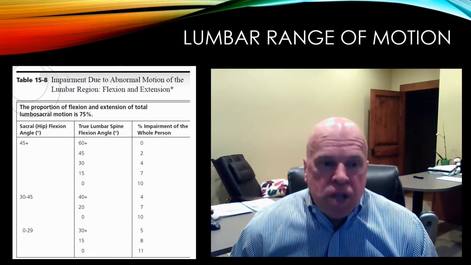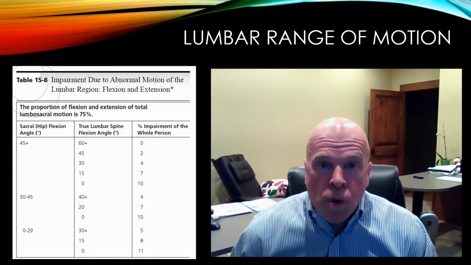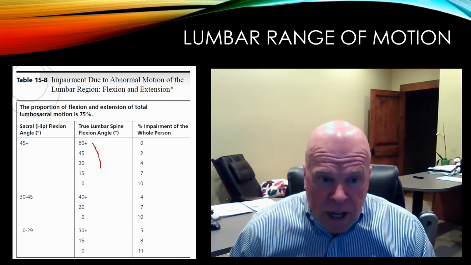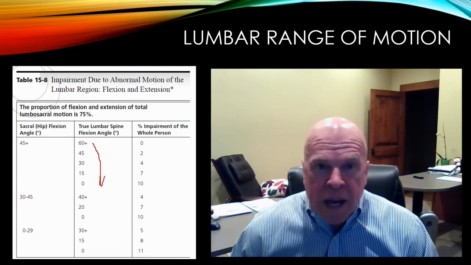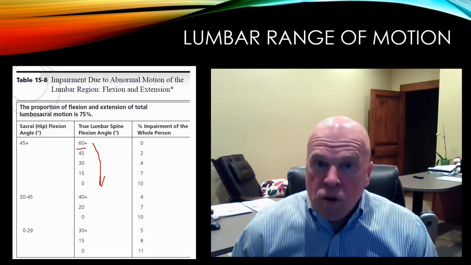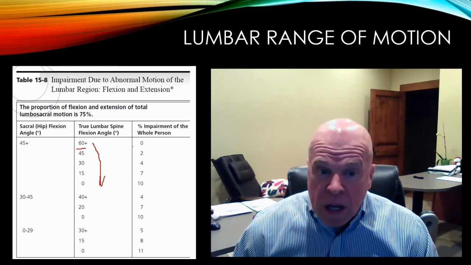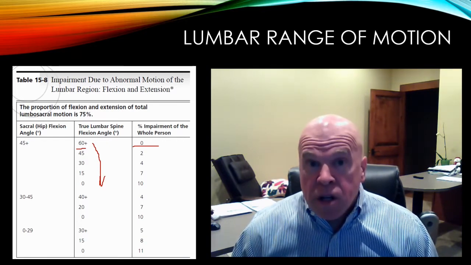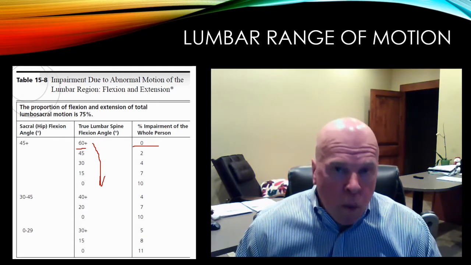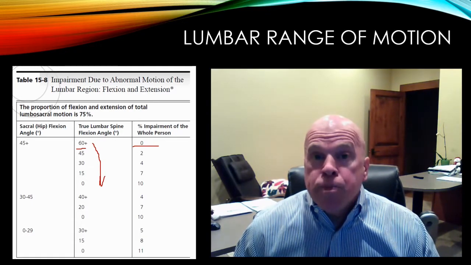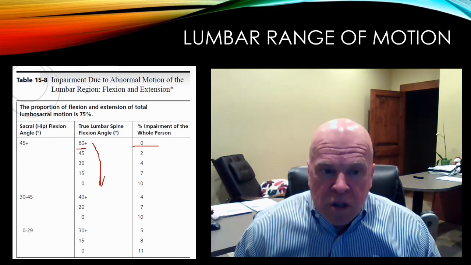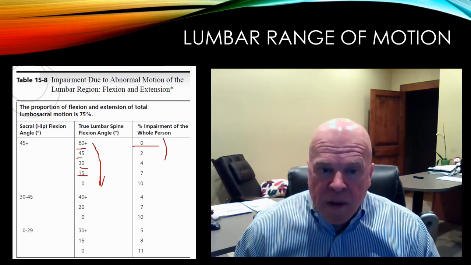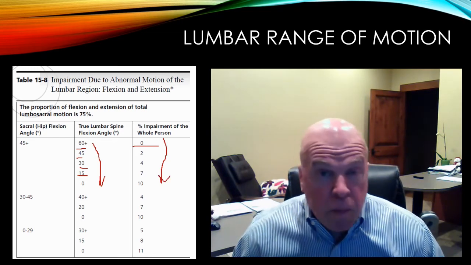So here is table 15-8, and notice in providing for permanent impairment due to loss of lumbar spine flexion, we determine the lumbar flexion angle here in this column. The AMA guides describe 60 degrees true lumbar flexion angle as a flexion angle that qualifies for 0% whole person impairment rating. So that tells you that the AMA guides consider lumbar flexion of 60 degrees or greater to represent normal or non-impairing range of motion. Well, as the true lumbar spine flexion angle decreases, such as 45 degrees, 30 degrees, 15 degrees, the AMA guides provide for an increasing level of permanent impairment.